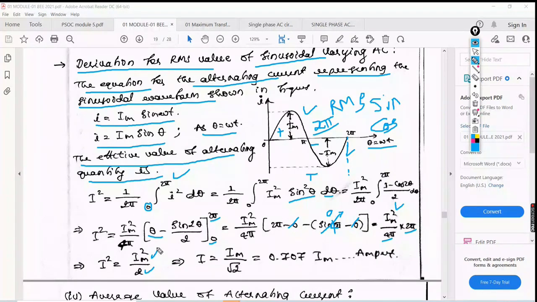Then I want the root mean square, so I will take the square root of this, which implies that I equals the square root of Im square divided by 2. That is Im divided by root 2, which equals 0.707 into Im. That is the RMS value of the current, equal to 0.707 into Im. This derivation is also important from the examination point of view. Concentrate on this also, don't neglect.